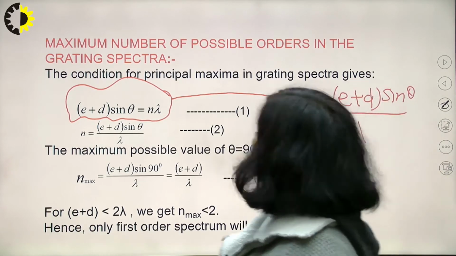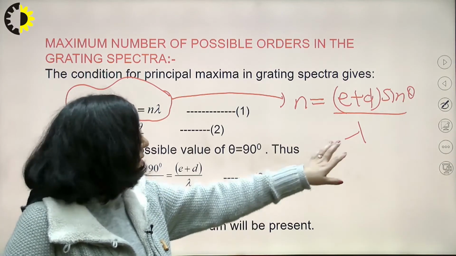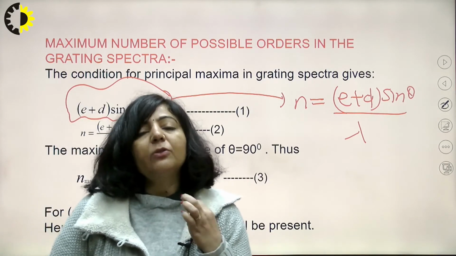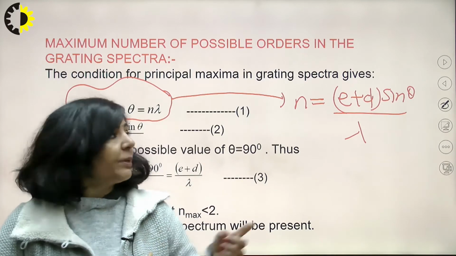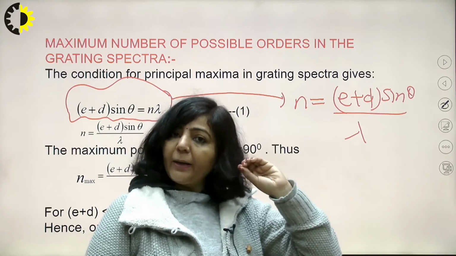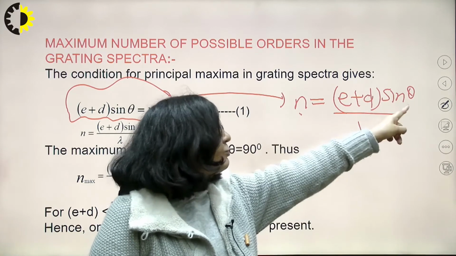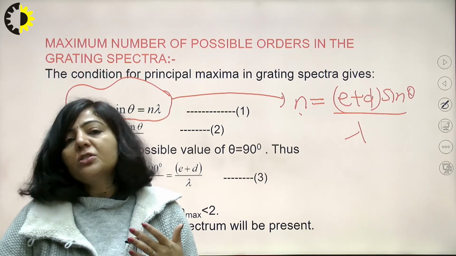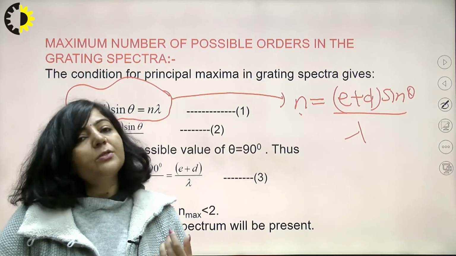If you look at this expression carefully, for a fixed light source, the wavelength is constant. And for a particular grating, the width of the slit and the width of the opaque part are also fixed. It means the grating element, e plus d, is also fixed. So for a particular grating and a certain wavelength, the order n depends upon sine theta. The only variable factor which can change this order is sine theta.